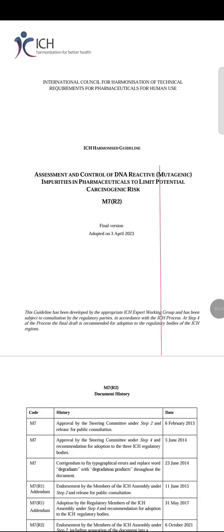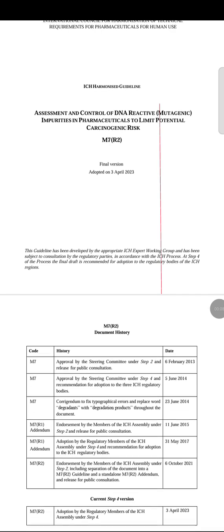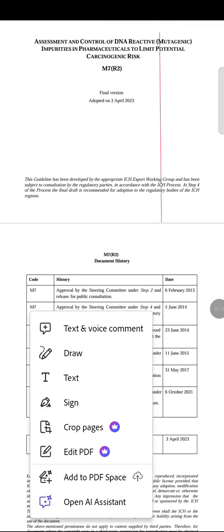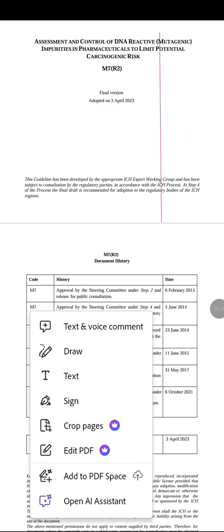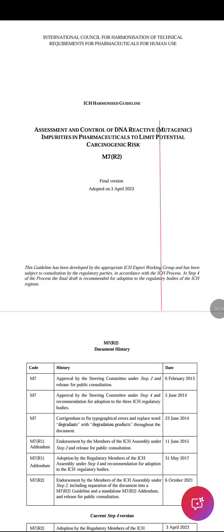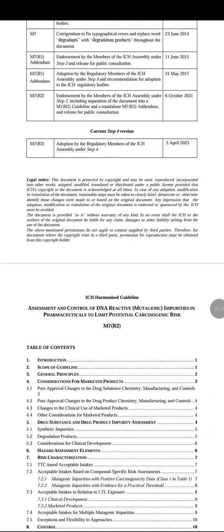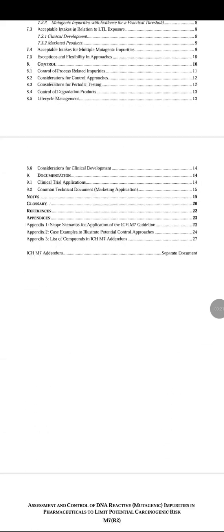Today we look at the ICH guideline M7 R2, that is, assessment and control of DNA reactive mutagenic impurities in pharmaceuticals to limit potential carcinogenic risk. It was published in April 2023. This is the documentation revision history. The latest guide was published in April 2023. This is the table of contents.